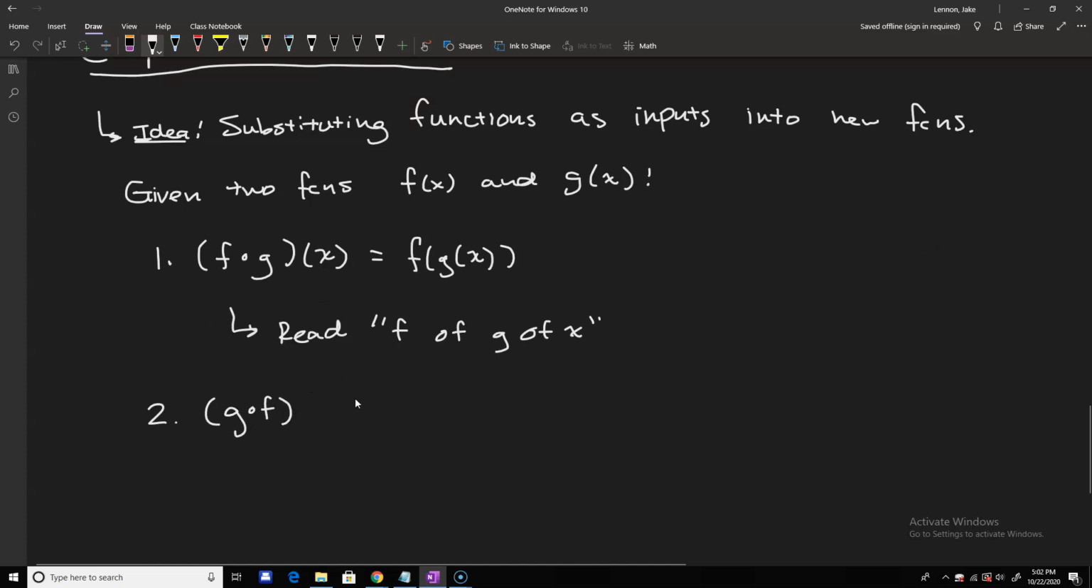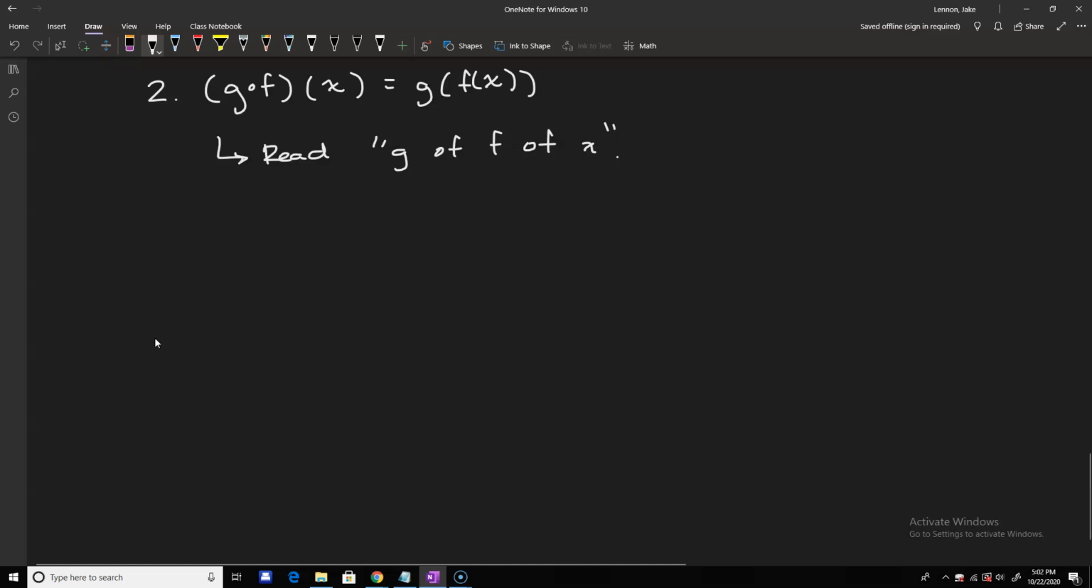And for 2, it would be the reverse. You could do it the other way, g of f of x. So this is f plugged into g. And again, this one would be read g of f of x. So let's go ahead and see how some of these things work.